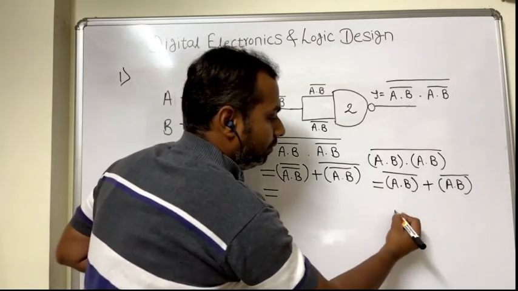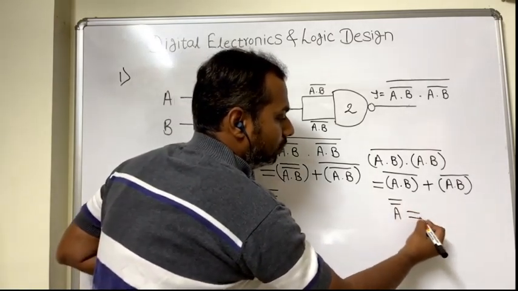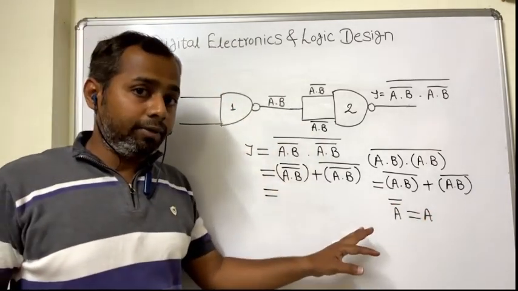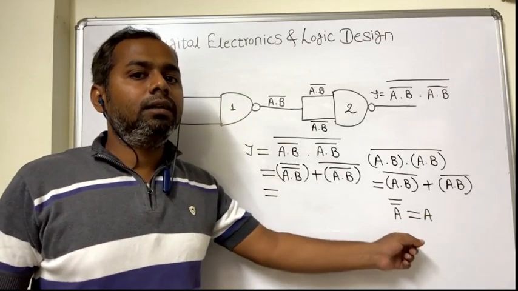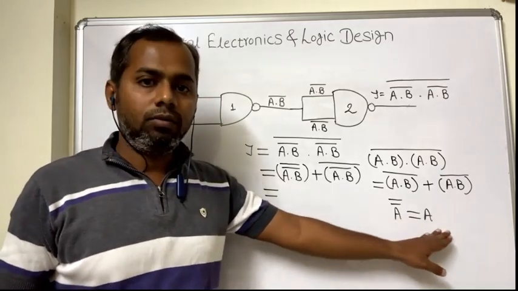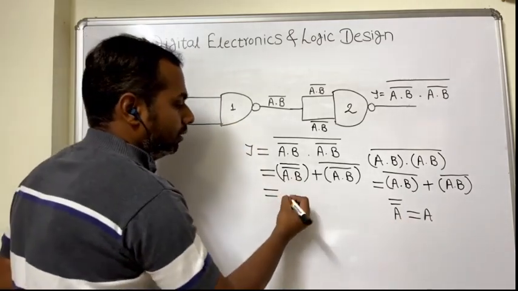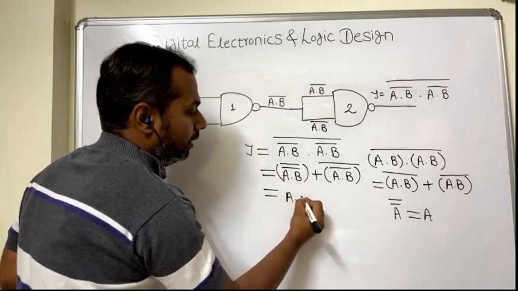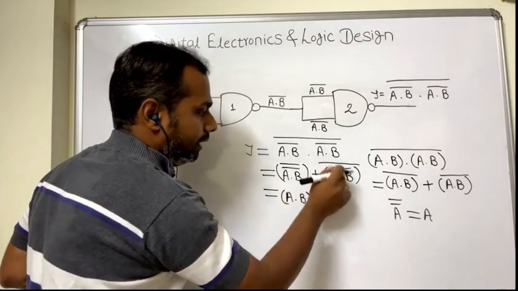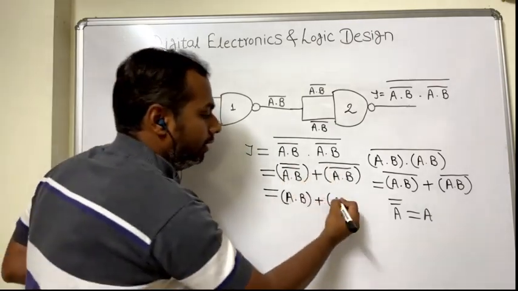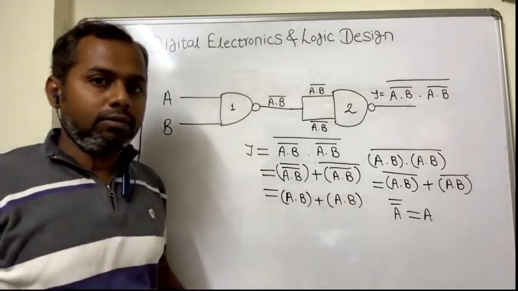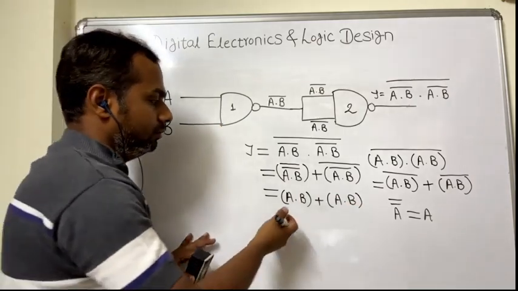What it tells is that A double bar is equal to A. If we are having a double complement of any variable, its equivalent term is its uncomplemented form. Okay, means A double bar is equal to only A. So if I apply that rule here, then I can write here A and B plus, similarly here there is a double complement of A and B, so I can write A and B. So this is the next level of expression.